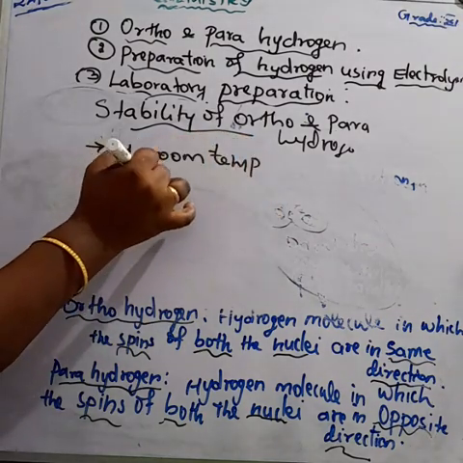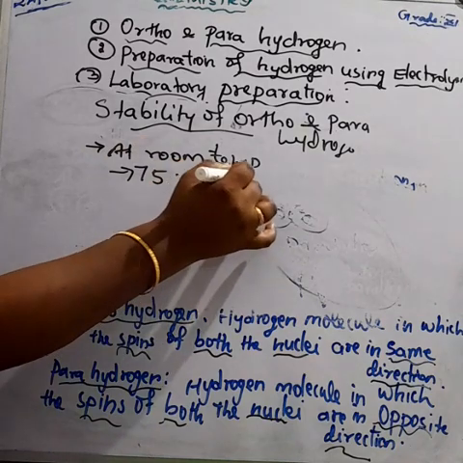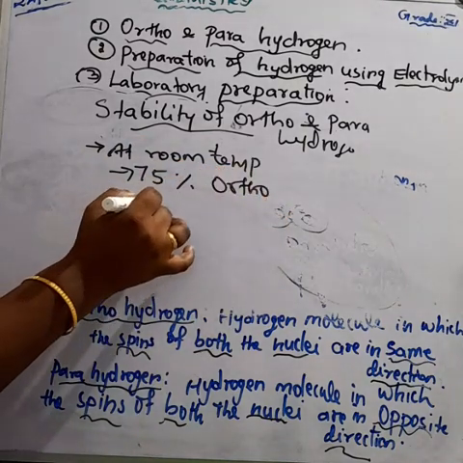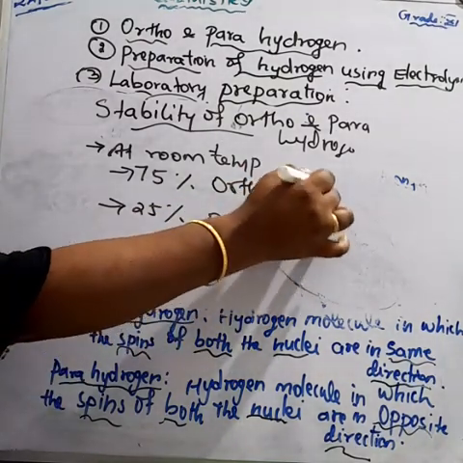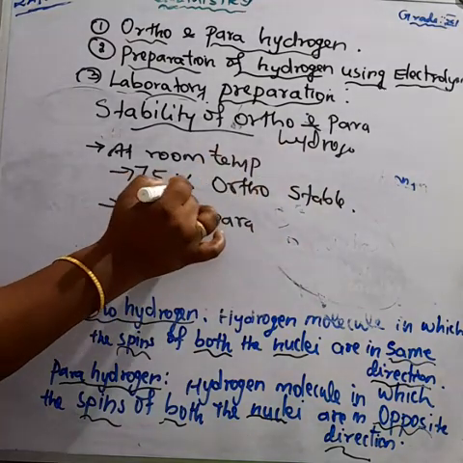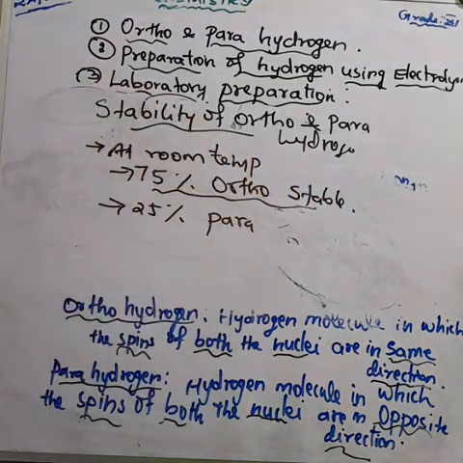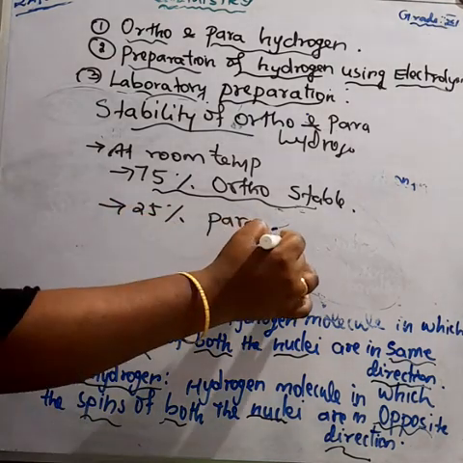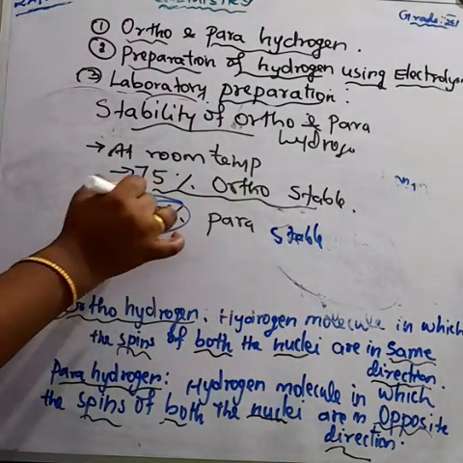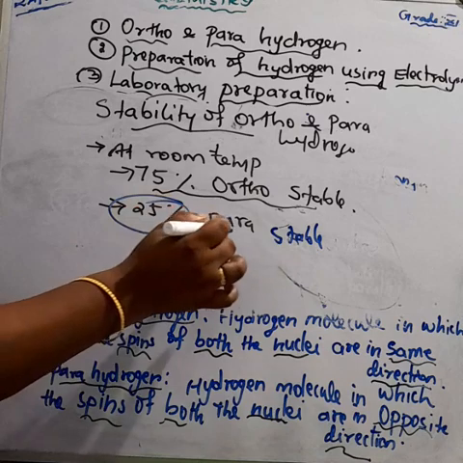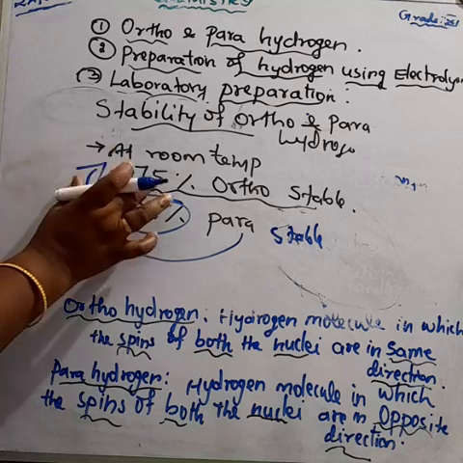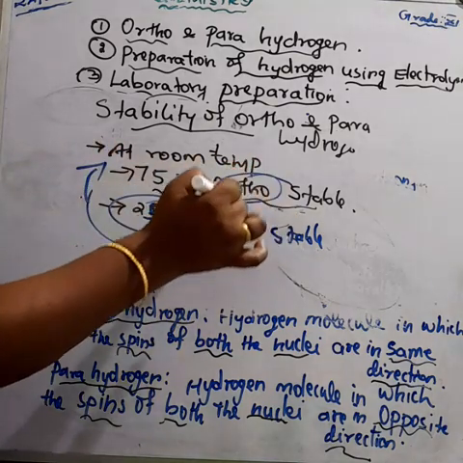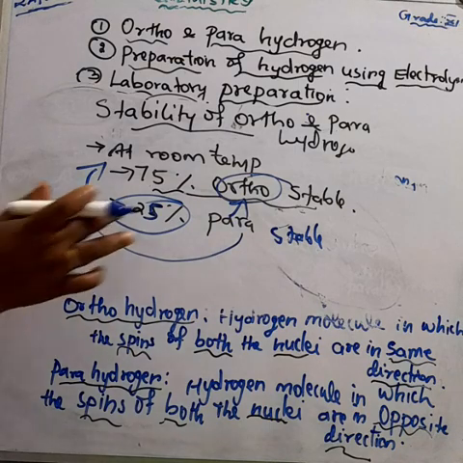At room temperature, 25 percent para form is stable. So among 100 percent, 75 percent orthohydrogen is stable at room temperature, and only 25 percent parahydrogen is stable. But as temperature varies, the parahydrogen tries to get the stable form, that is the ortho form.